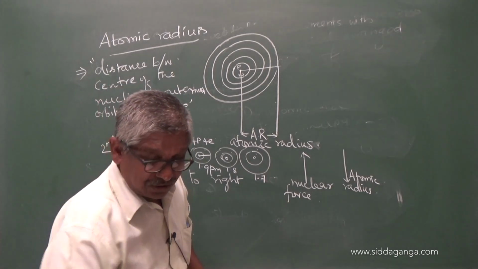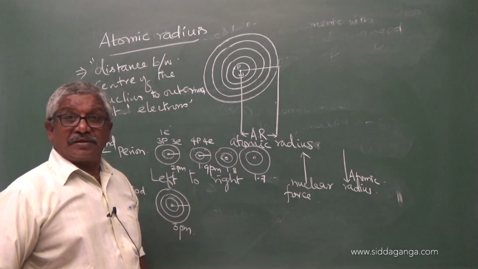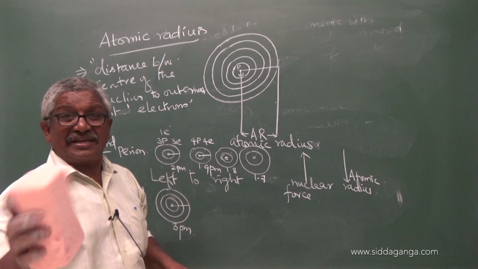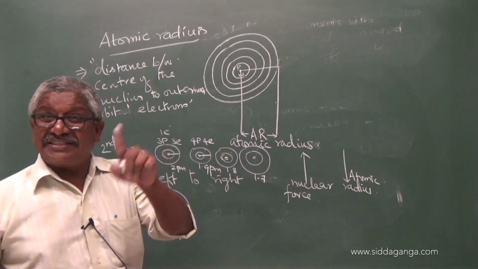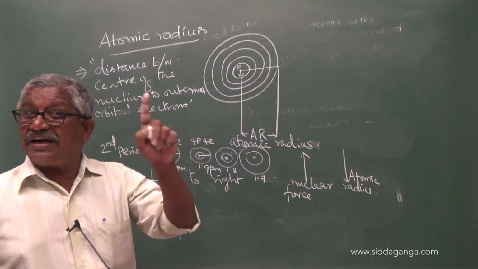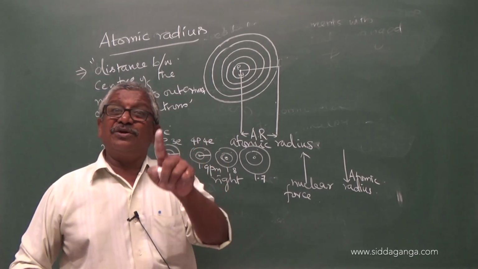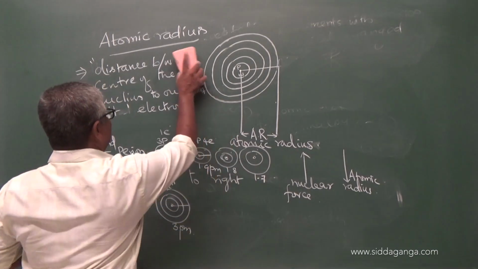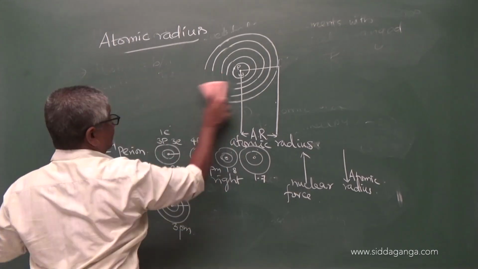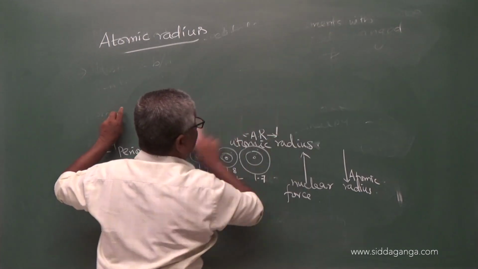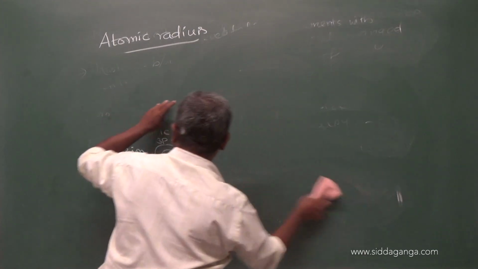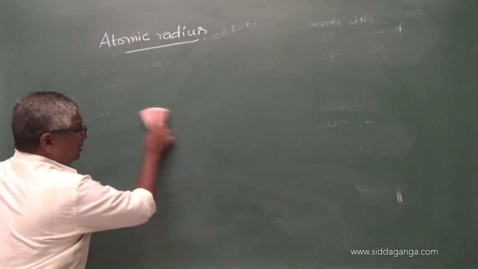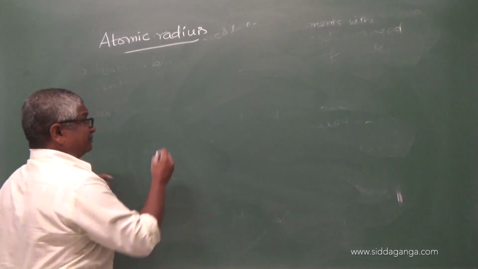Clear? So now the next is the atomic radius. We cannot calculate it for a single atom because the position of the electron is unknown. So we go for the effective atomic radius. Atomic radius are 2 types.